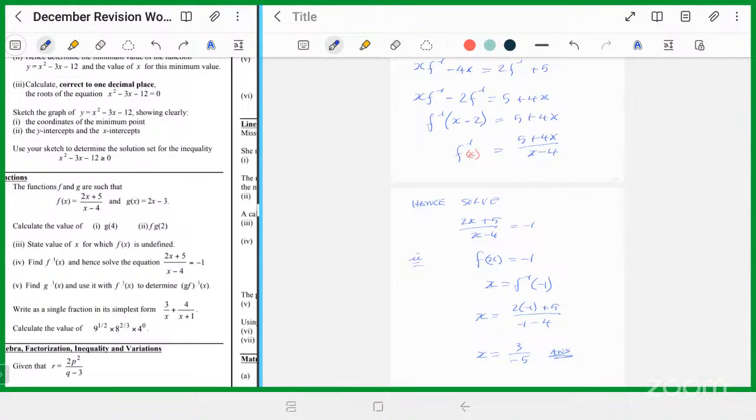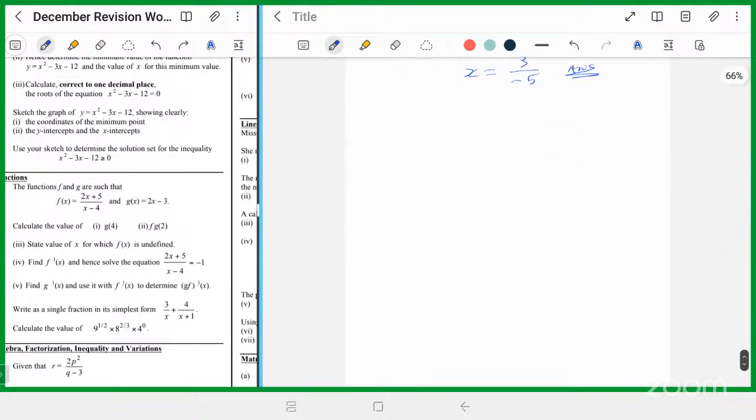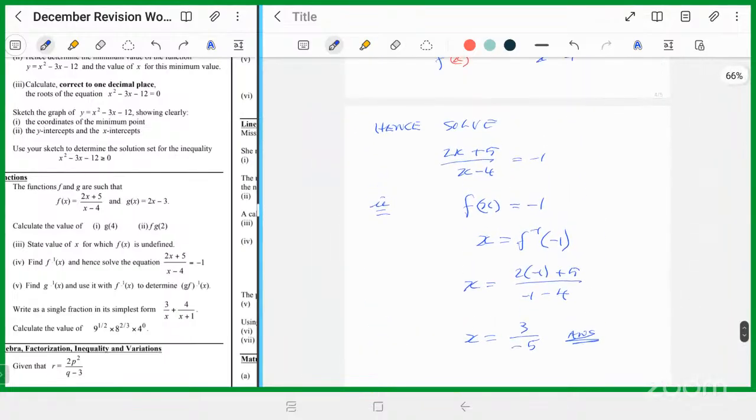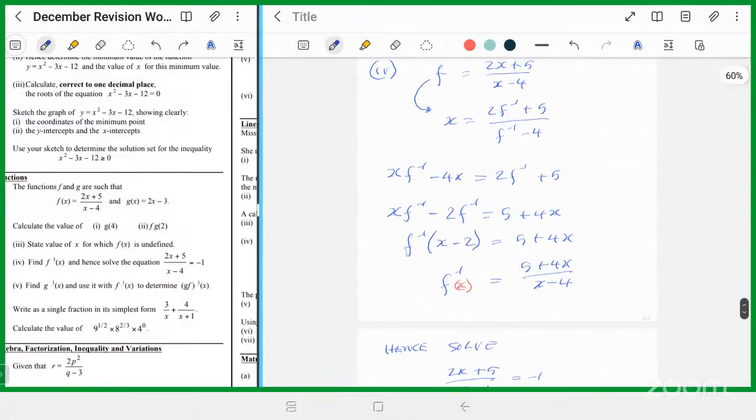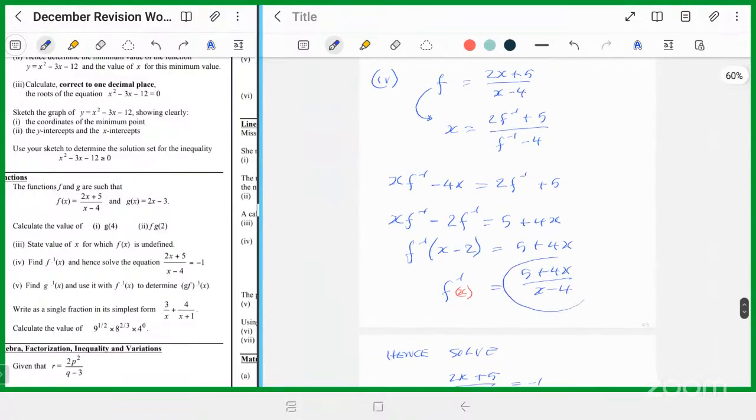Let's go, let's go. Next part wants to find g to minus 1. And after we find it, I must use it with the f to minus 1 to determine this. But let's find the g to minus 1 first. Let's write down f to minus 1 first. We have it already. What was it again? We have it up here. It was this thing, right? 5 plus 4x over x minus 4.